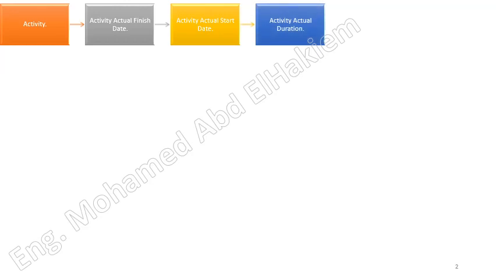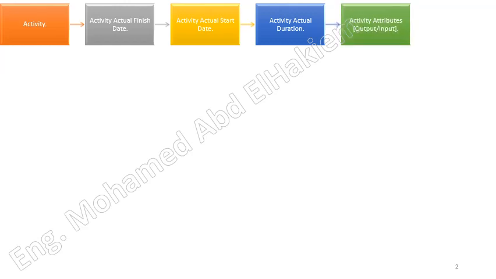Activity actual duration. The total number of work periods in calendar units between the activity actual start date of the schedule activity and either the date of the project schedule, if the schedule activity is in progress, or the activity actual finish date, if the schedule activity is complete.